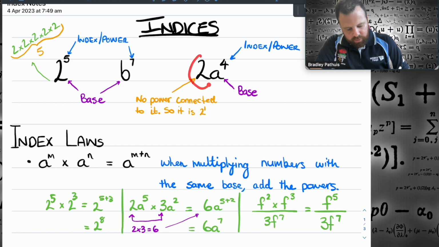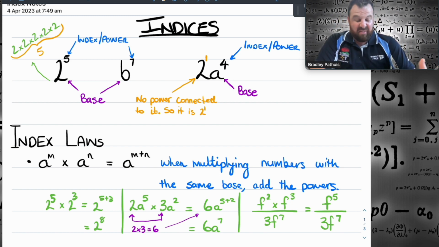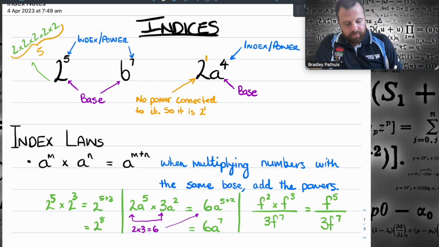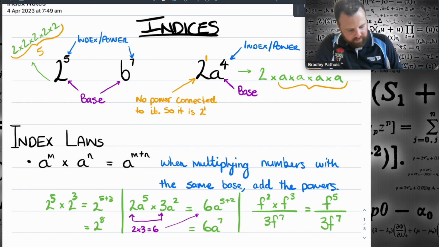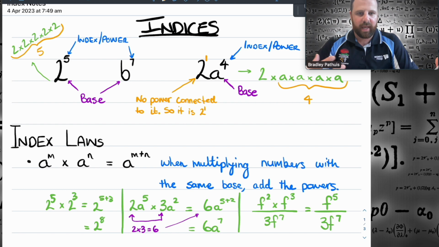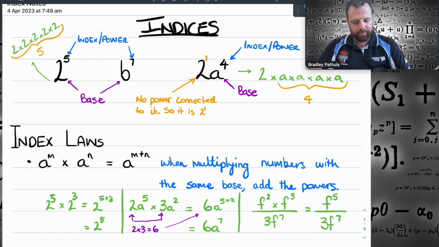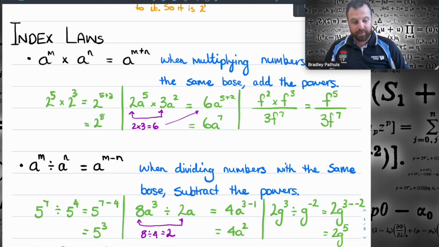Over on the right here, this 2 is by itself. It's not raised to a power. So what we assume is that it's to the power of 1. If there's a number by itself, it's to the power of 1. This phrase here is actually just 2 times a times a times a times a, that idea that there are 4 repeated multiplications of a. So the 2, no power was written there, so I assume it's the power of 1. a is the base, and 4 is its power. So let's look through some of these patterns and laws of indices.